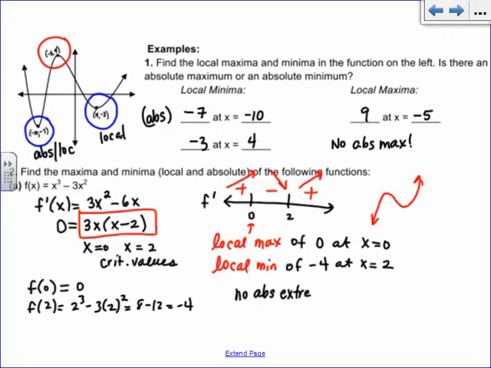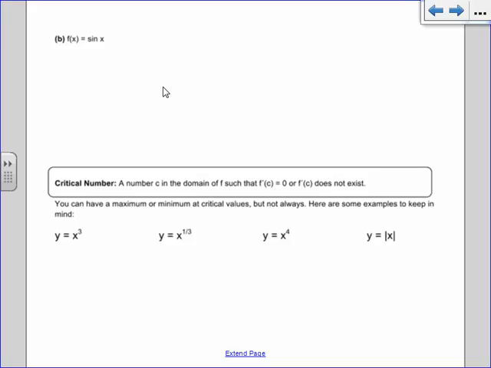And you can just say extrema, or you could say max and mins. All right, does this make sense? Not a very hard section. We've done a little bit of this before. All right, so f of x equals sine of x.